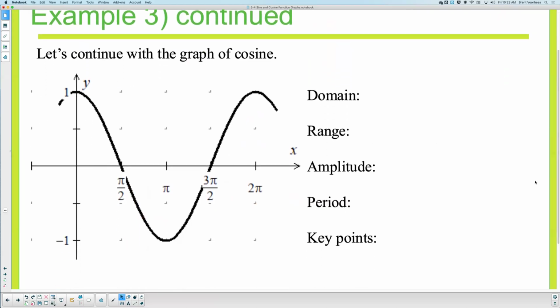It says, tell me about my domain. Remember, domain means x values. What does it look like the x values are doing here? Did they stop or they keep going forever? They keep going forever. So put x ∈ ℝ. These continue on forever. They're all reals.